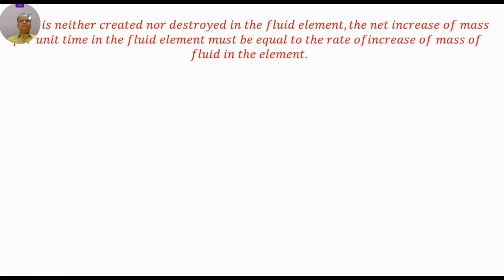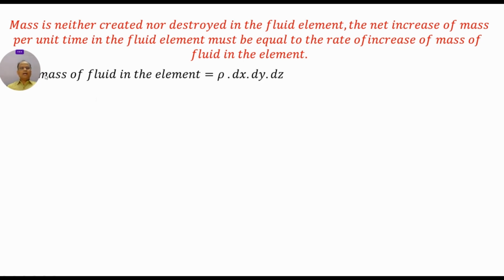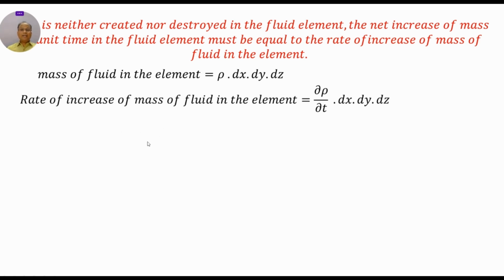We know the mass is neither created nor destroyed in the fluid element. So whatever be the net increase of mass per unit time, that should be equal to the rate of increase of mass of fluid inside the element. The mass of fluid in the element is equal to rho into dx dy dz. Now we find the rate of increase of mass, so this becomes ∂rho/∂t into dx dy dz.